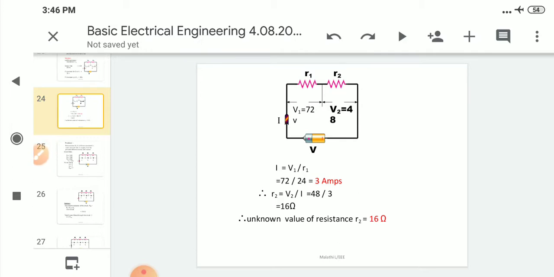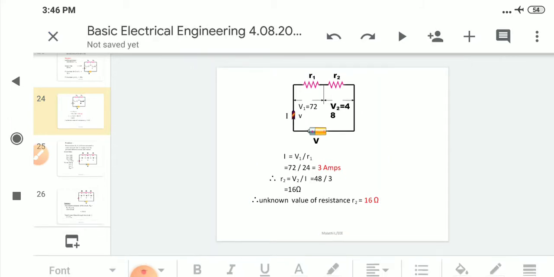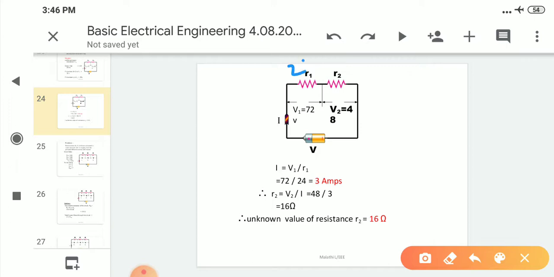I is equal to V by R according to Ohm's law. Here I is equal to V1 by R1. V1 is given as 72 and R1 is 24 ohms. This is 3 amperes, which is the answer.